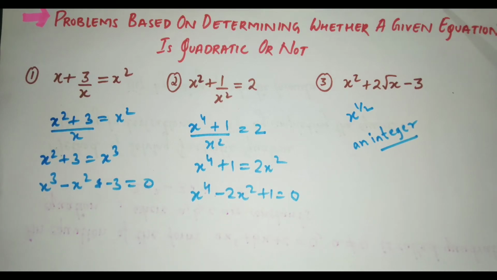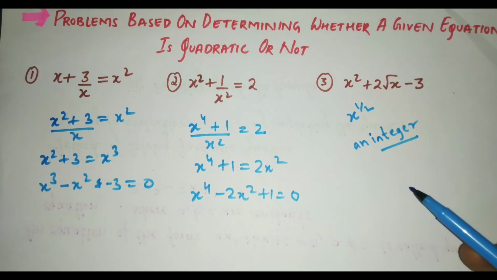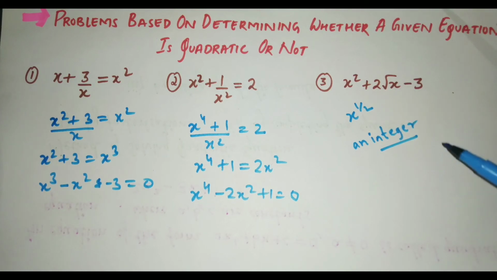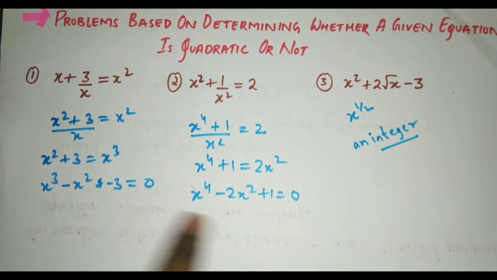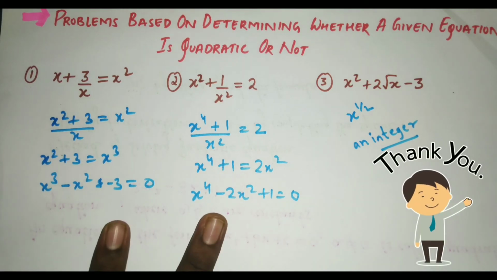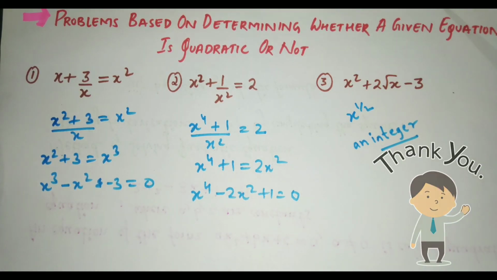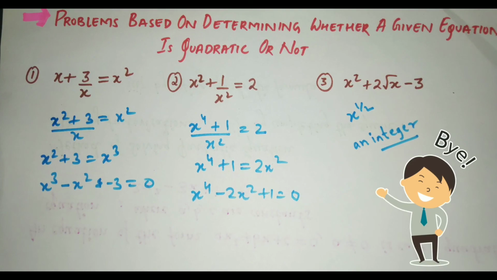So basically I have taken 3 examples. All 3 examples are not quadratic equations. In this case also it is not a quadratic equation, since the power of x is not an integer. Here the power of x is 4. Here the power is 3. The power of x should be only 2 to become a quadratic equation. That you have to understand. Fine.